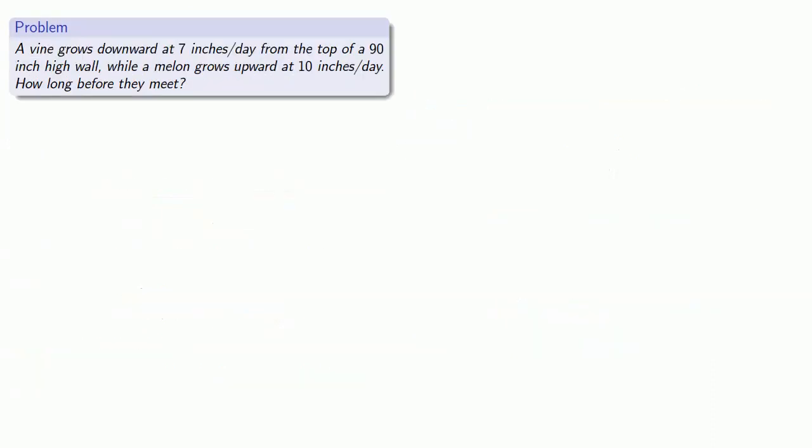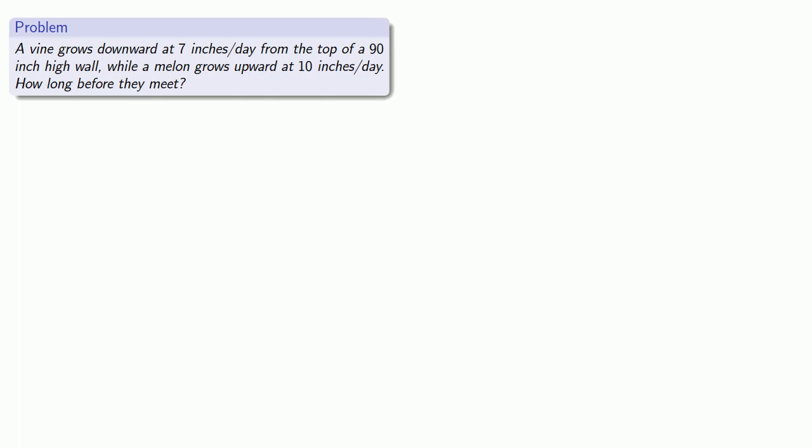So let's consider the following problem. A vine grows downward at 7 inches per day from the top of a 90-inch high wall, while a melon grows upward at 10 inches per day. How long before they meet? To solve this as an excess and deficit problem, we have to figure out what the contribution rates are and what the excess and deficit corresponds to.